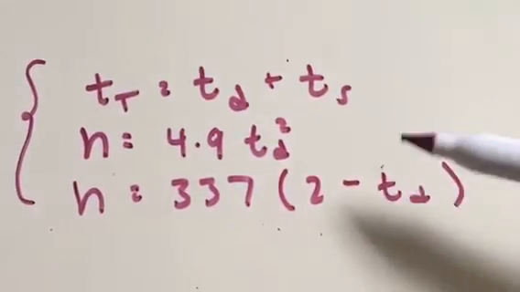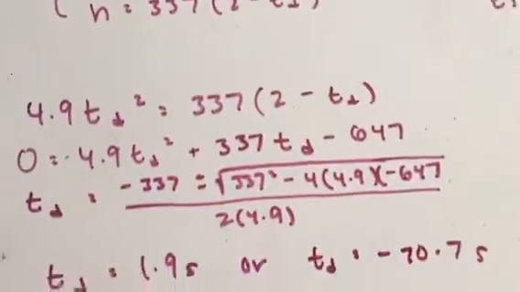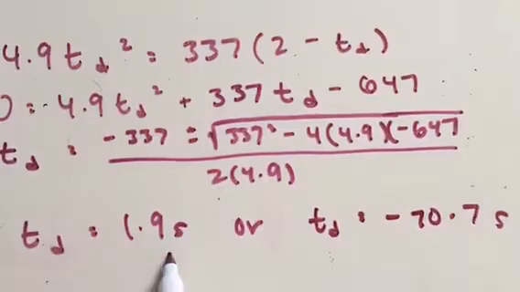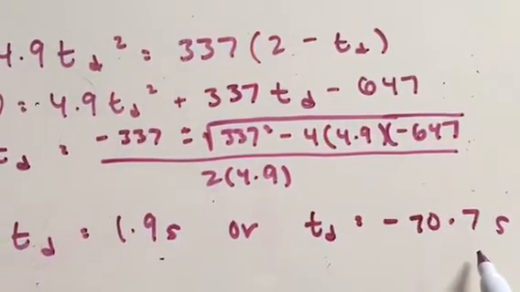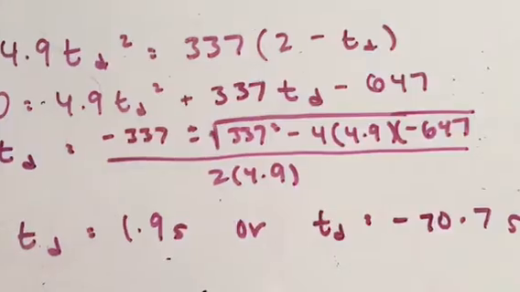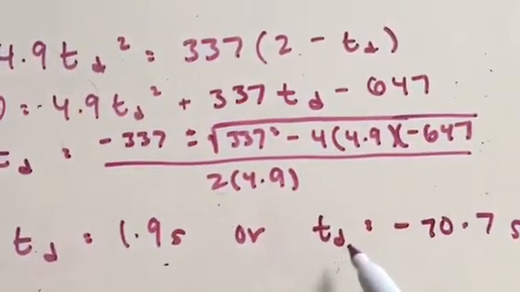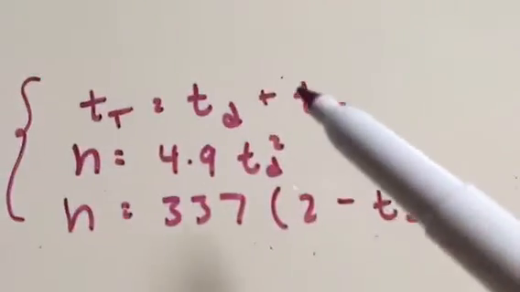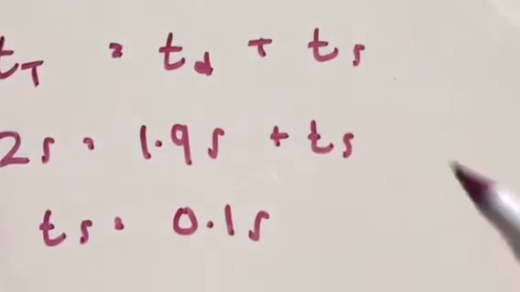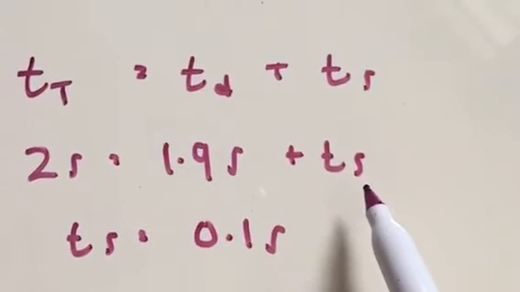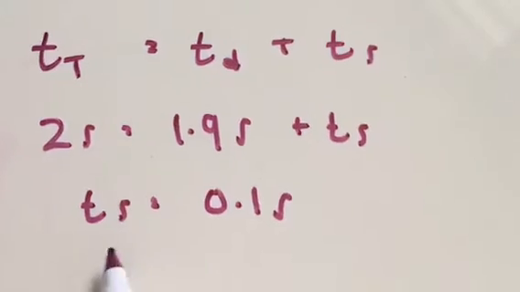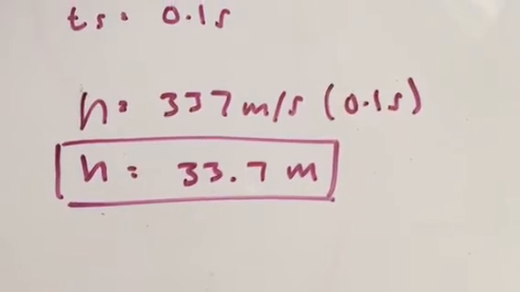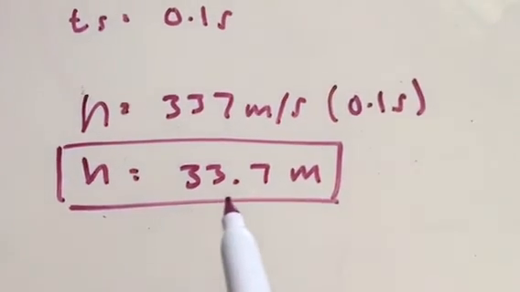First, I'm going to make these 2 equal to each other since they're both equal to h, and by solving it, we get that the time of freefall is 1.9 seconds, or negative 70.7 seconds. But since time can't be negative, this one is wrong. And then from 1.9 seconds, we can plug that back into the first equation here and get that the time of sound to travel is 0.1 seconds. And then from that time, we can plug it back into the third equation and get that the depth of the well is 33.7 meters.